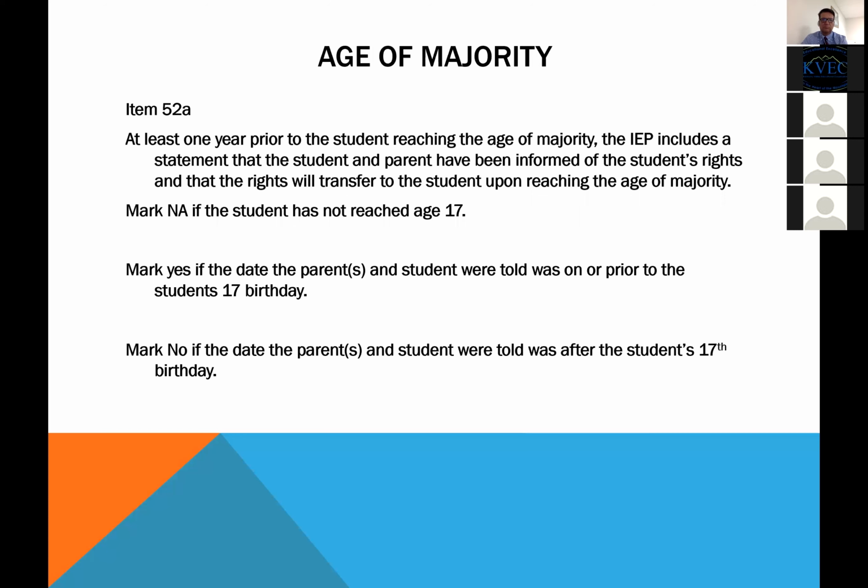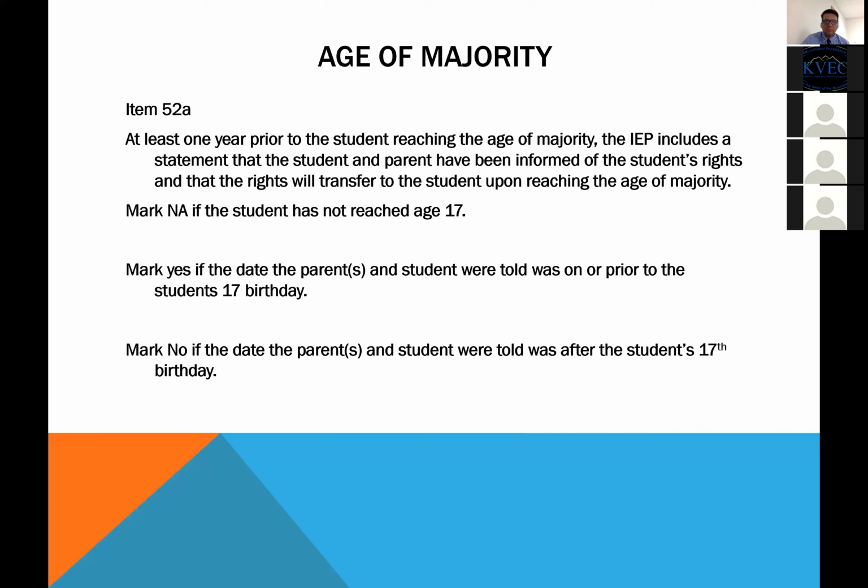Age of majority is 51A. At least 1 year prior to the age of majority, which is 18, the IEP includes a statement that the student and parent have been informed of the student's rights and that the rights will be transferred to the student upon reaching that age of majority. So what we usually do is I tell them, and I think Denny Paul does too, at the age of 16, we need to tell them, and I'm going to explain why.